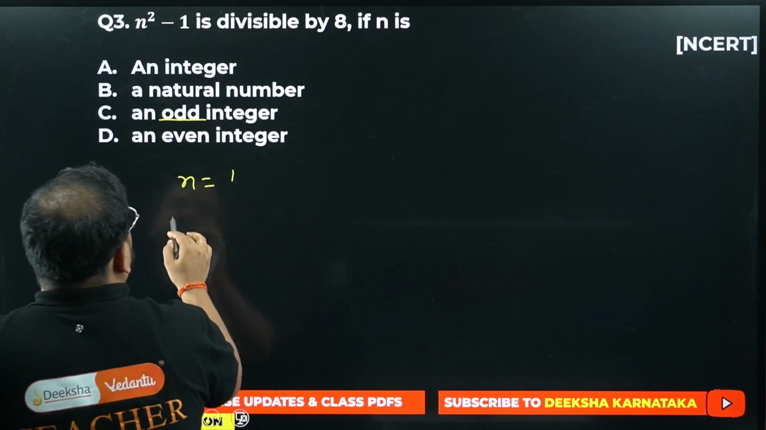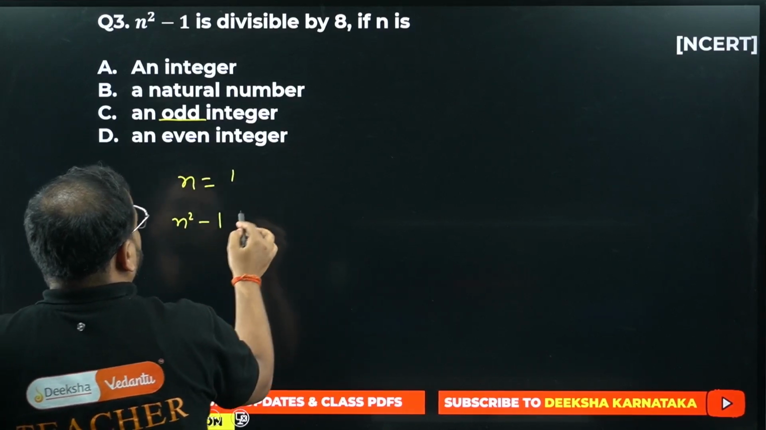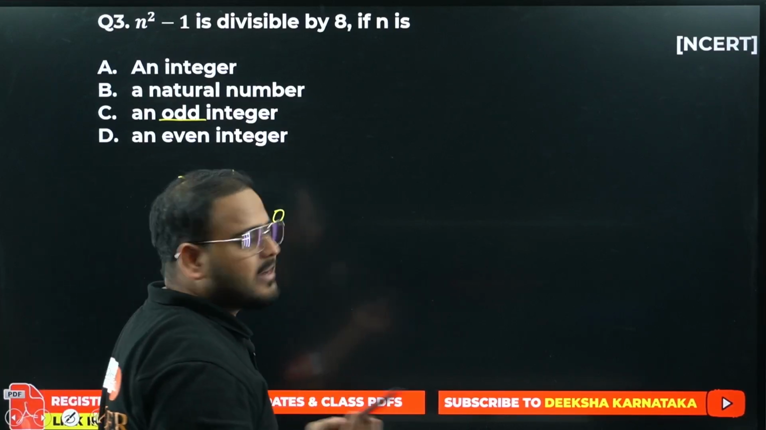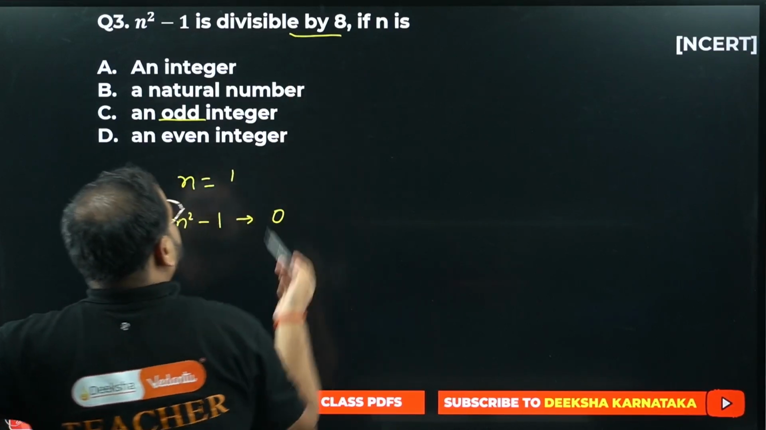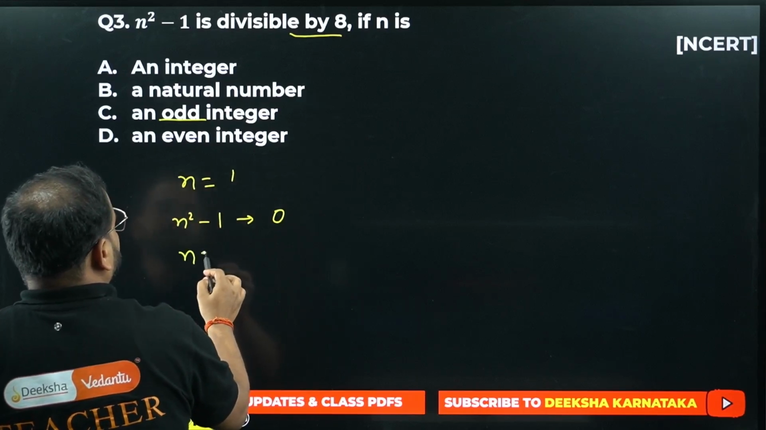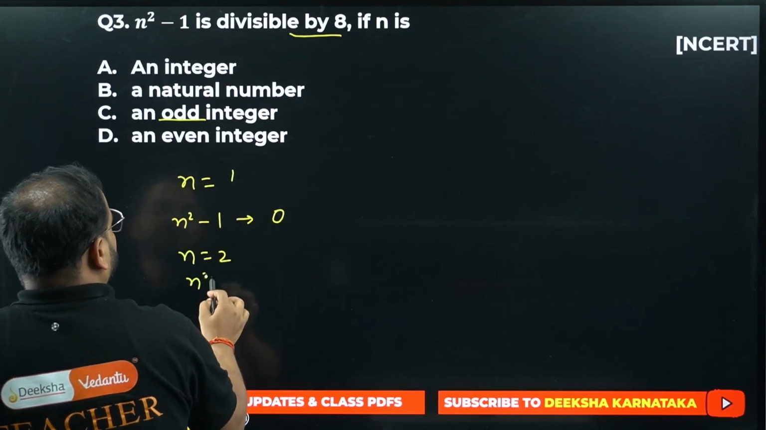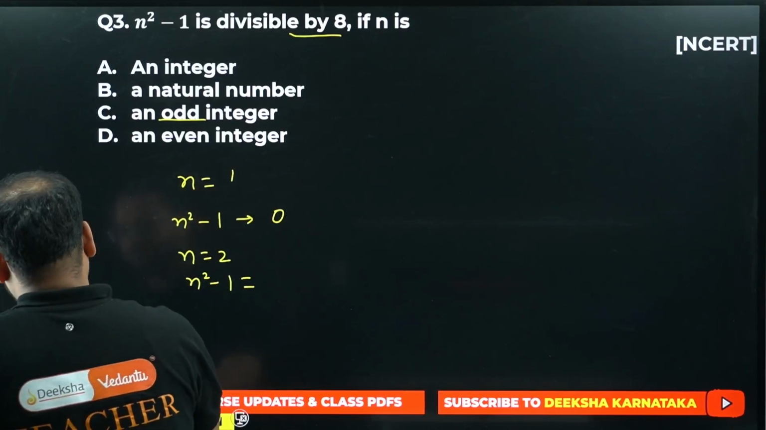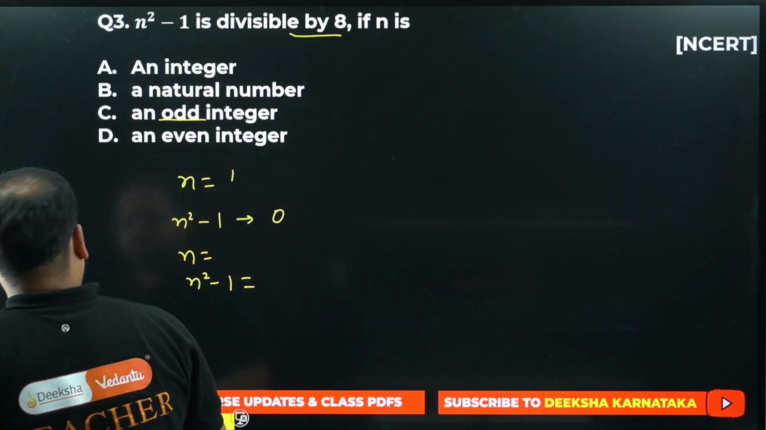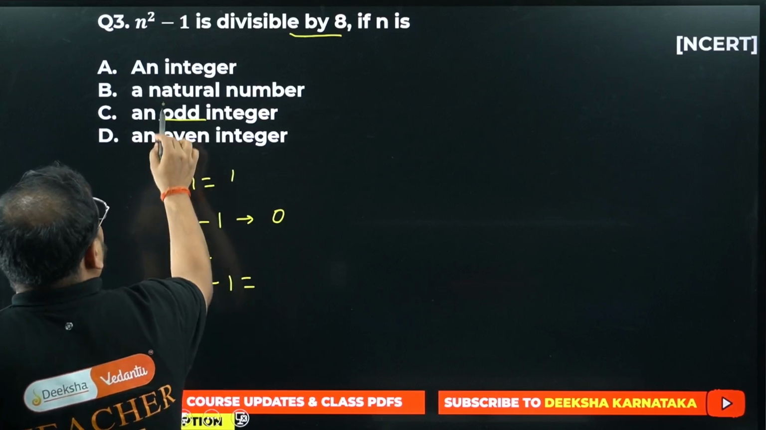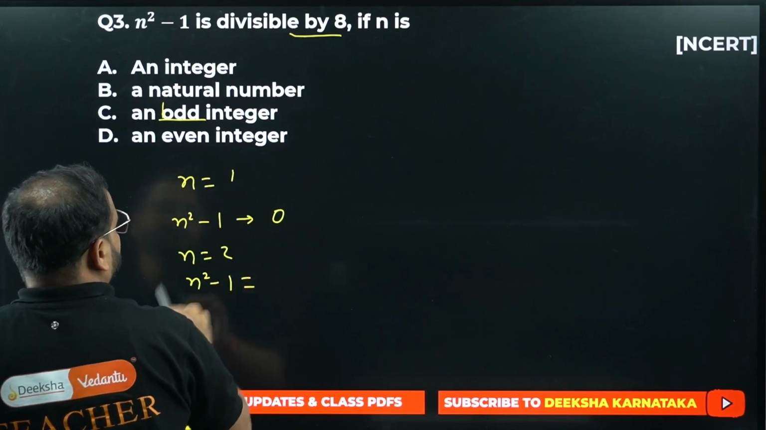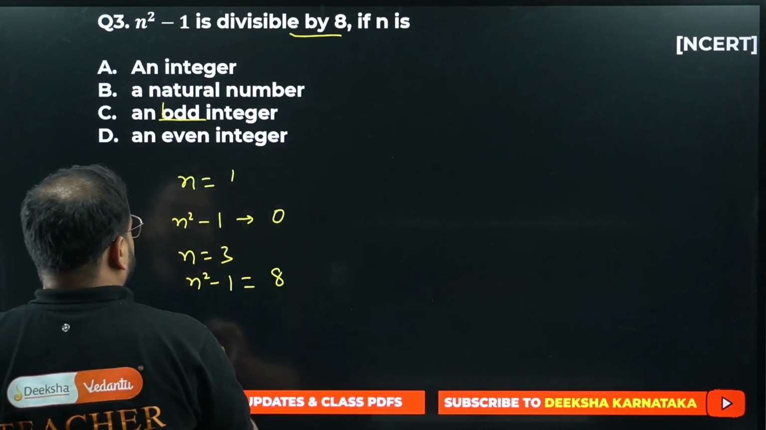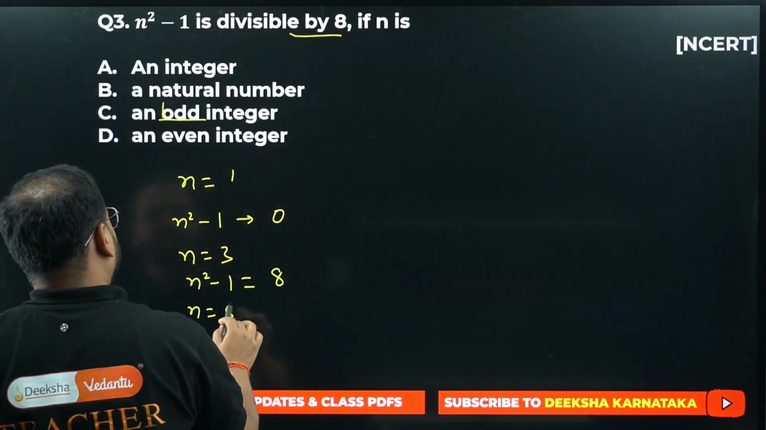If I put 1, my n square minus 1 will become simply 0. Yes, 0 is divisible by 8, so that is true. What about n equals 2? Okay, not 2. Odd number, no? First I'm taking only odd numbers. The option number C I'm considering. So 3, right? 3 square will become 9 minus 1 is 8. Okay. Next I'm going to take n equals 5. Odd number only.